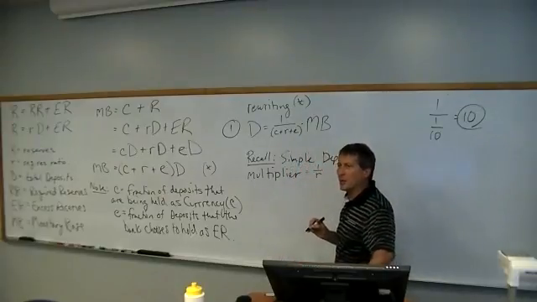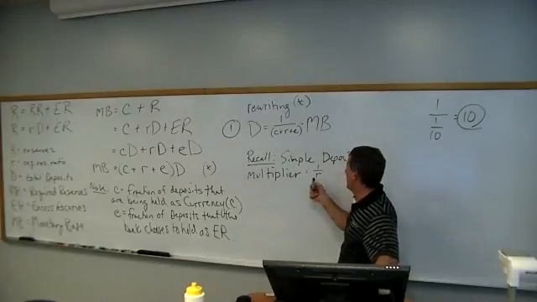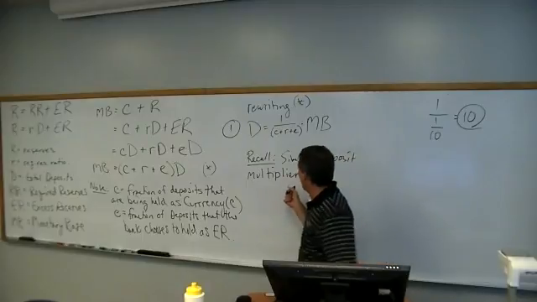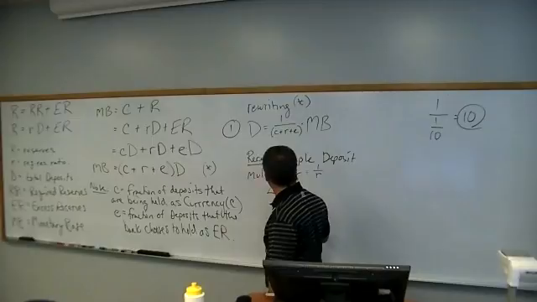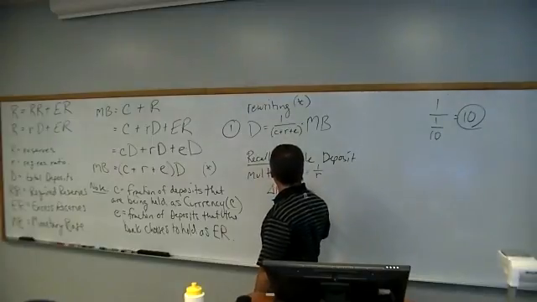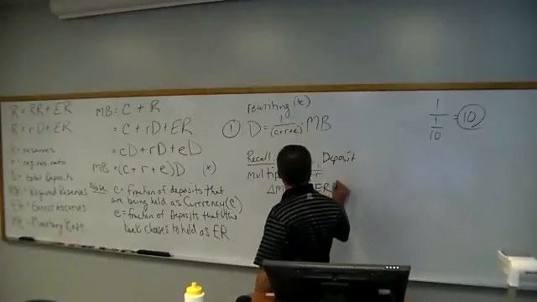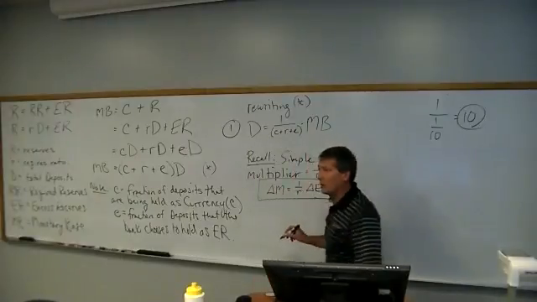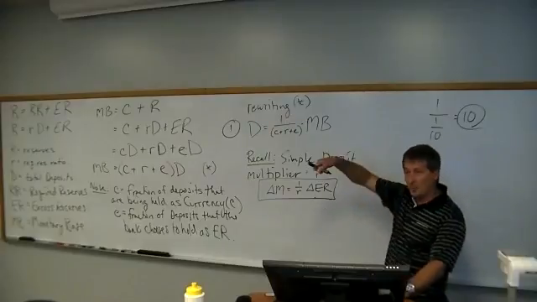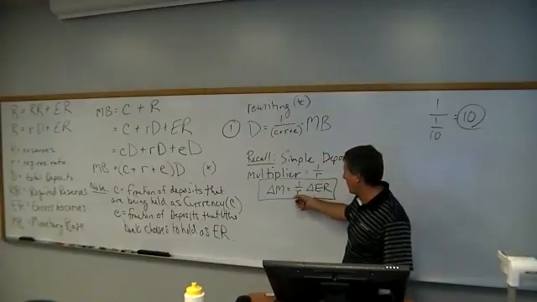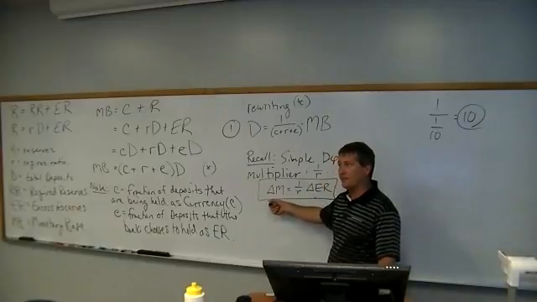And you might have a homework problem or a test problem that asks you that. So the simple deposit multiplier is 1 over R, and the change in the money supply is equal to 1 over R times the change in excess reserves. That's the formula that we follow for the simple deposit multiplier. In the example we just did, it was 10. 1 over 0.1 equals 10. 10 times 100 gave us 1,000.